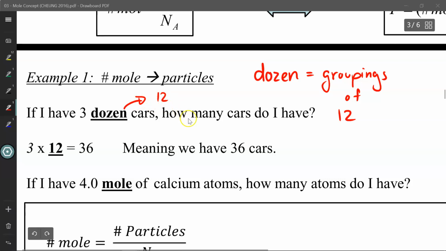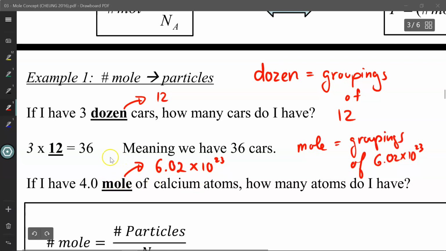Now this seems obvious, but when we start talking about the mole, people start freaking out. So when they say 4 mole, people think, oh, mole, 6.02 times 10 to the power 23. No. 4 mole means 4 groupings of 6.02 times 10 to the power 23. Just as 3 dozen is 3 groupings of 12, so 3 times 12 is 36, 4 mole is 4 groupings of 6.02 times 10 to the power 23, which is 2.40 times 10 to the power 24.